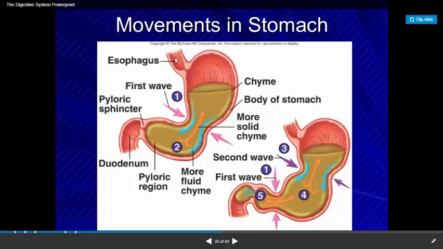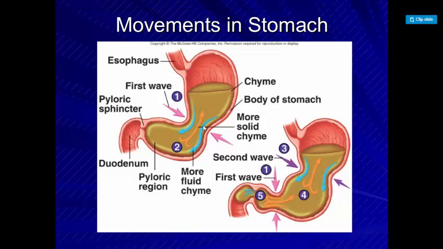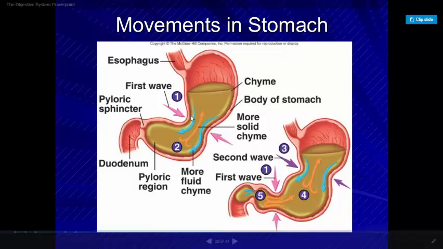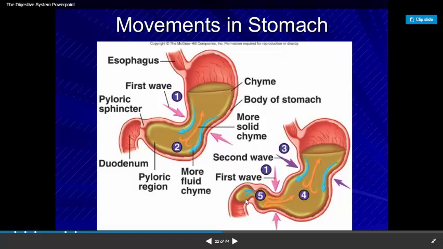Here it is. The food is coming from the esophagus as a bolus. Here it is going to be transformed in the presence of HCl and enzymes such as pepsin into chyme, and chyme is soft, more liquid, until it's pushed here into the beginning of the small intestine.